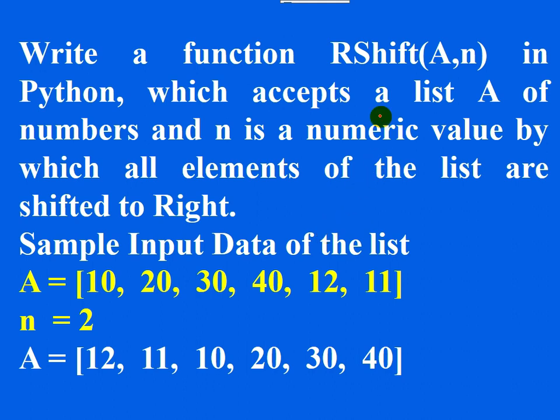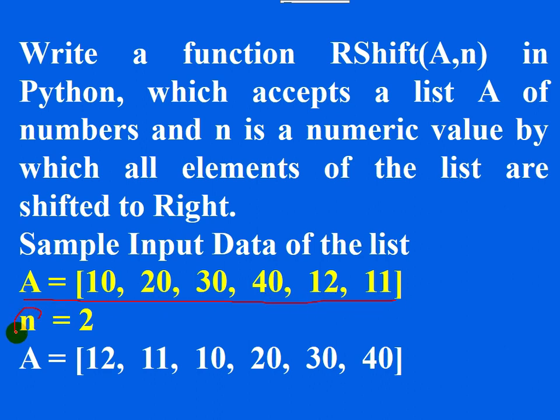Write a function rshift(A, n) in Python which accepts a list A of numbers, and n is a numeric value by which all elements of the list are shifted to the right. Meaning, I want to shift all the elements of list A by n positions to the right. Example, suppose your list A is 10, 20, 30, 40, 12 and 11.